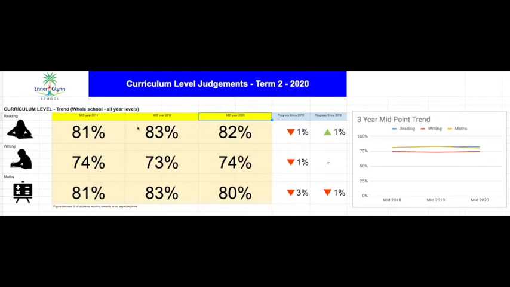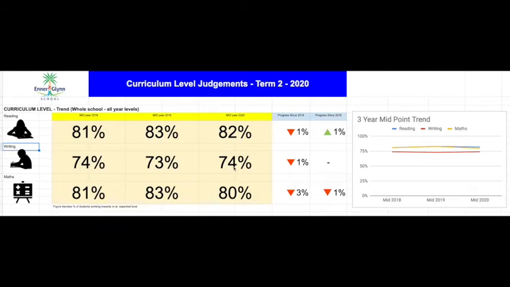You can see here also in writing, 74% of our students in 2018, 73% last year, and back to 74% this year. That will reflect some of the work we've been doing, but again, it's a small margin, so we have a lot of work to do there to support our kids in their writing. This is boys and girls, the whole school data that we've got in here.